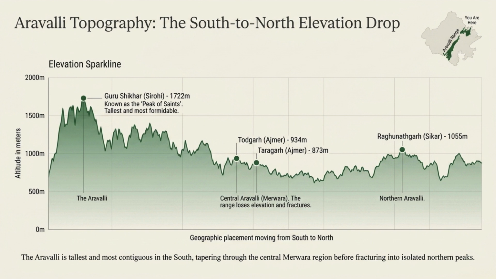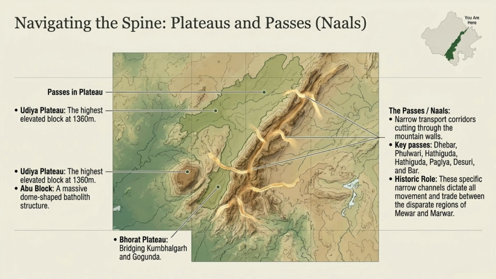Moving north into the central Merwara region near Ajmer, the range loses elevation and fractures, marked by lower peaks like Todgad and Taragad. Finally, it tapers off into isolated northern peaks like Raghunathgarh in Sikar at 1,055 meters. Navigating this rugged spine requires crossing its legendary plateaus and passes, known locally as Nals.